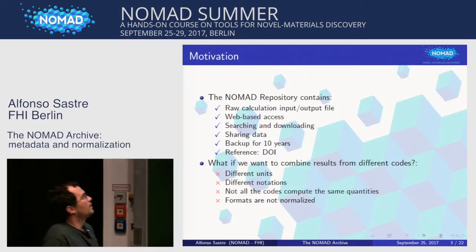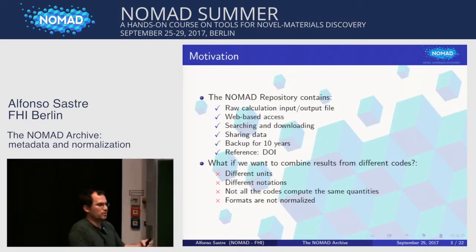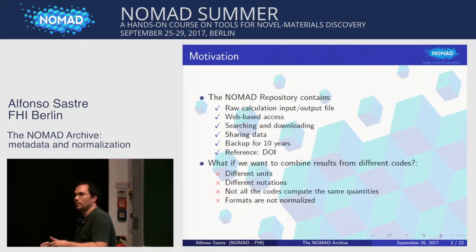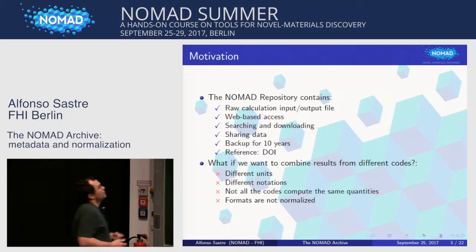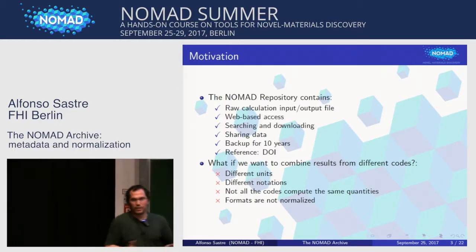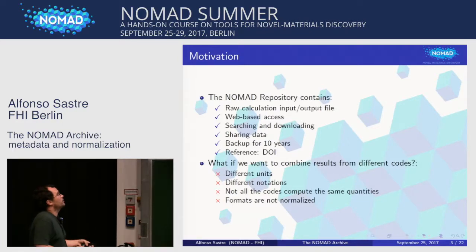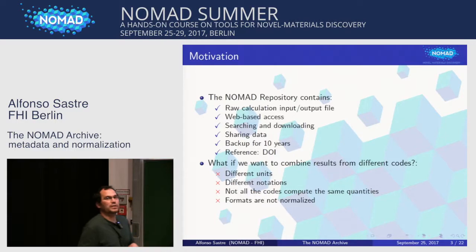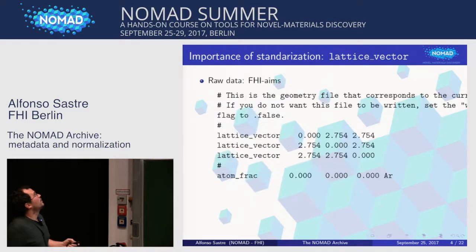For example, a typical problem is: I have all these calculations from one code, but I need other calculations that were computed in another code, and I want to combine all these calculations. Usually that's problematic because different codes have different notations, different units, different definitions, and not all the codes are computing the same thing. So how can we solve this problem?